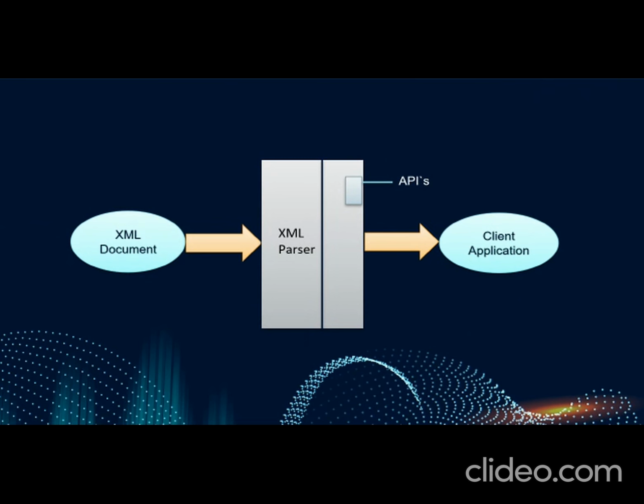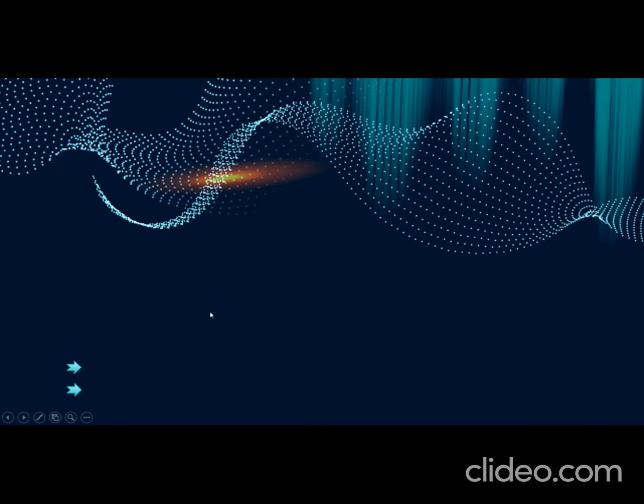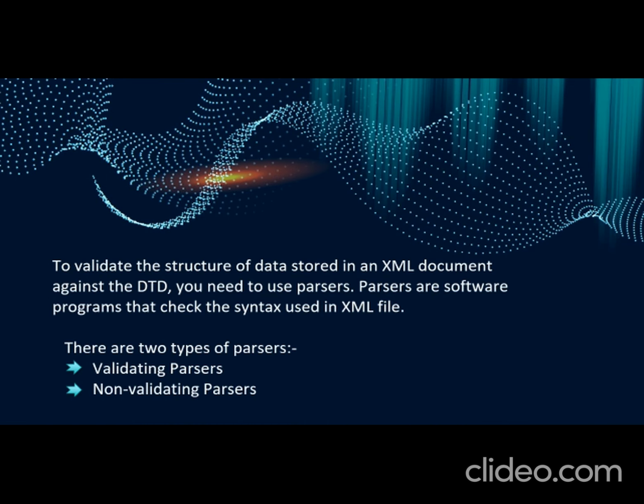This is the diagrammatic representation of an XML parser, and here it provides the interfaces for client applications to work with the XML documents. To validate the structure of data stored in an XML document against the document type definition, you need to use parsers. There are two kinds of parsers: validating parsers and non-validating parsers.